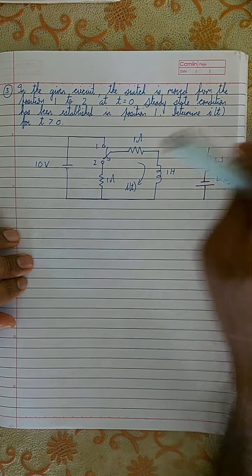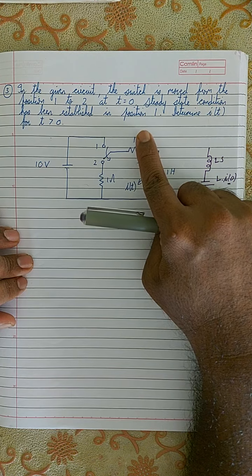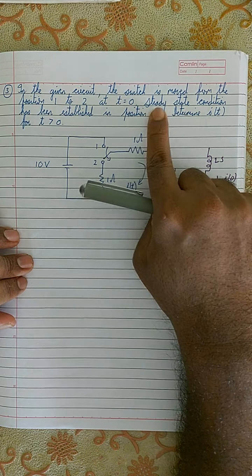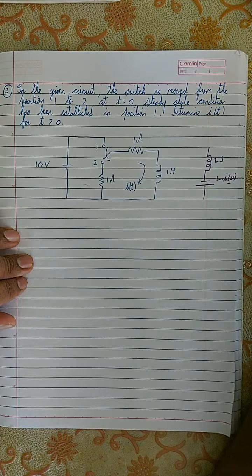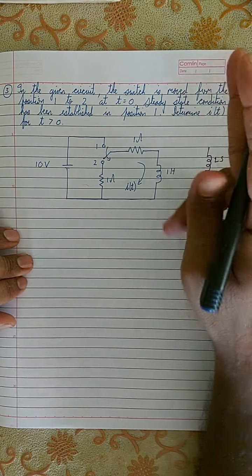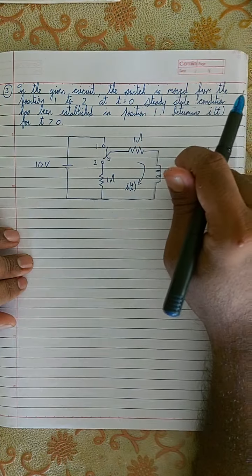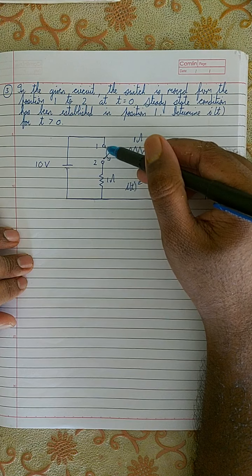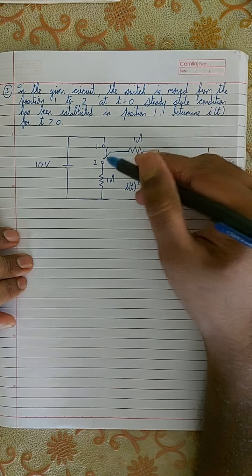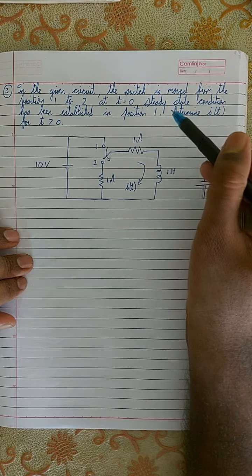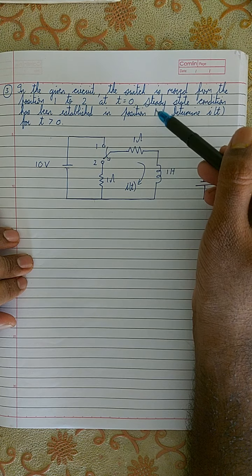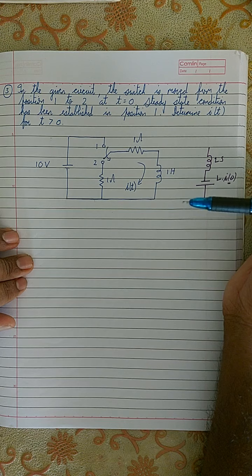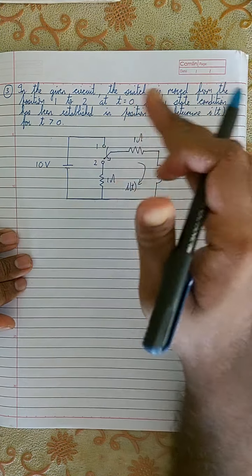Now look over here. When is the steady state condition in this question? The steady state condition has been established in position 1, which means, like I said, this circuit has two circuits. One circuit is when the switch is at position 1. The other circuit is when the switch is at position 2. And the circuit when the switch is in position 1 is the steady state circuit. So I will draw that circuit first.